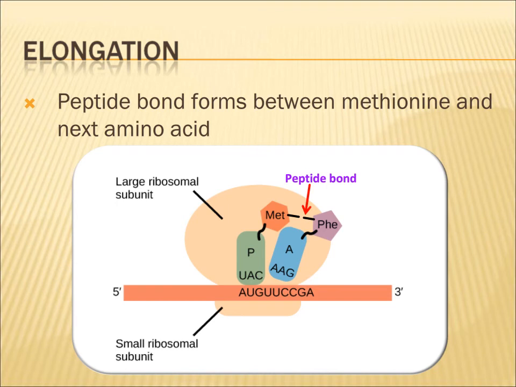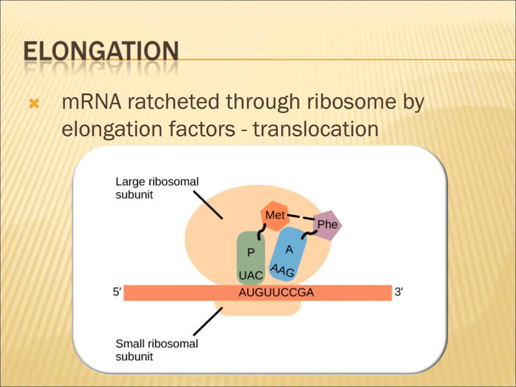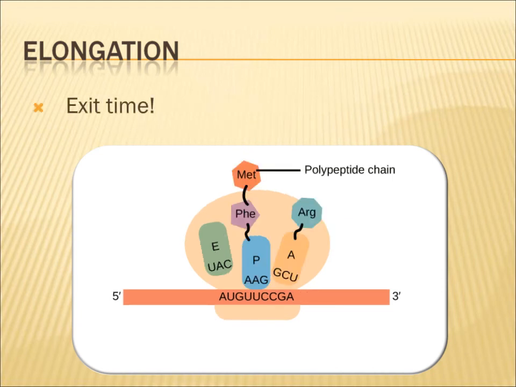The ribosome then catalyzes the formation of a peptide bond between the first and second amino acids, in this case methionine and phenylalanine. After the peptide bond is catalyzed, the messenger RNA is moved in a ratchet-like movement through the ribosome. This translocation is accomplished by proteins called elongation factors. The two transfer RNAs are moved in the ribosome when translocation occurs. The transfer RNA that was carrying methionine enters the E site and is booted out of the ribosome.